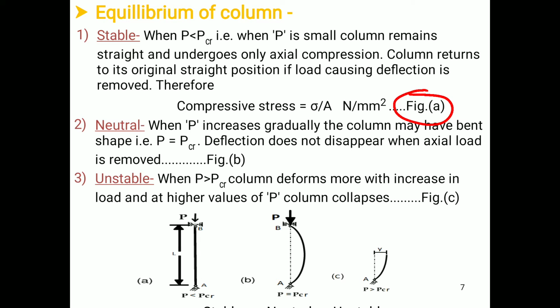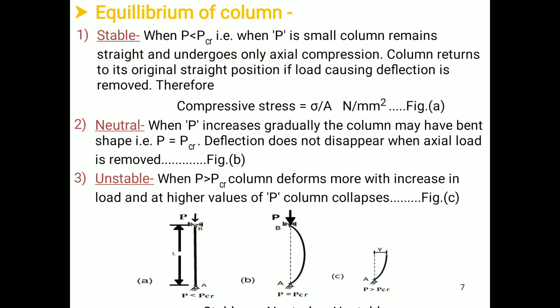In that particular figure, a column which is hinged at both ends, which has a length L, is subjected to an axial compressive load of P. Due to that axial compressive load, the column will be under axial compression only. And as soon as we remove that particular load the column regains its original position. So it is the stable equilibrium.